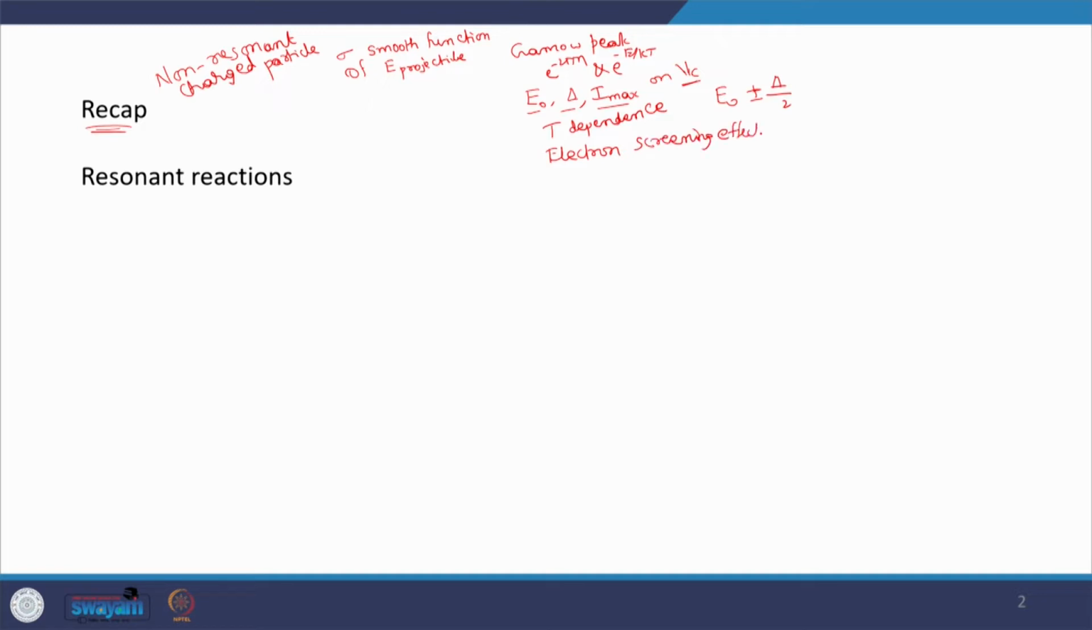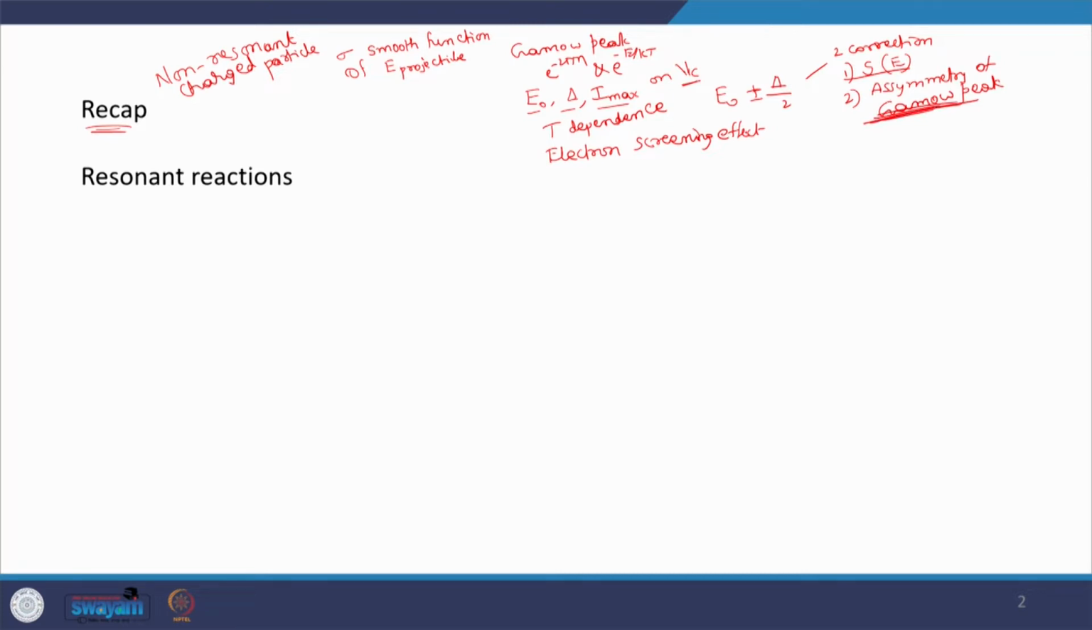right. But anyway, when I said two corrections in the reaction rate of non-resonant charged particle induced reactions, please remember they were the dependence of the S factor on energy and the asymmetry of the gamma peak. So, these two corrections have to be considered practically.